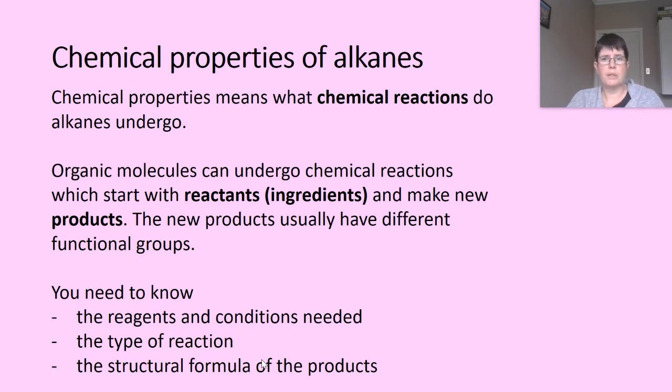So, the chemical properties of alkanes. Chemical properties means what chemical reactions do the alkanes undergo? Organic molecules can undergo chemical reactions. We'll start with the reactants, or the ingredients, and make new products. And the new products usually have different functional groups. When you're learning about chemical properties of different organic molecules, you need to know the reagents and the conditions needed, the type of reaction, and the structural formula of the products. You need to be able to draw that.